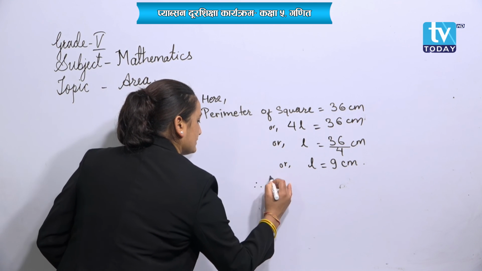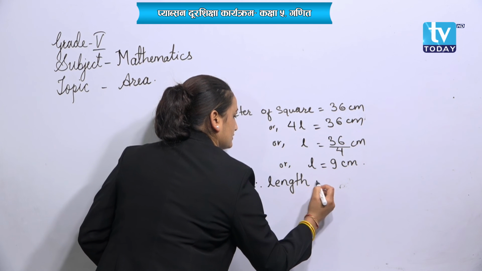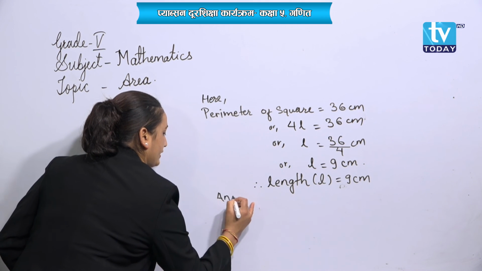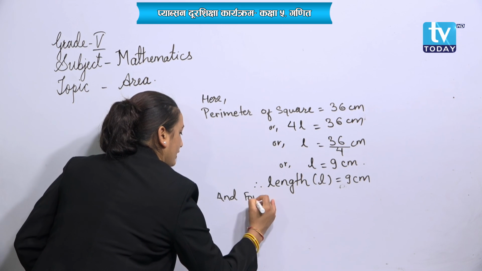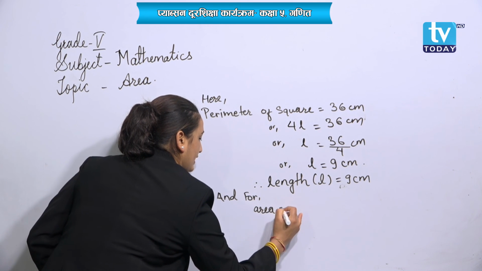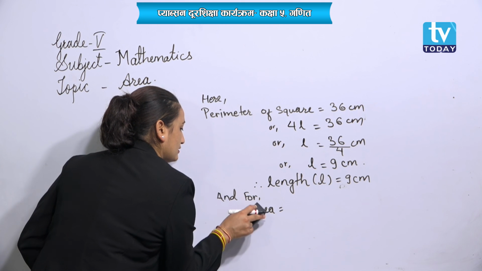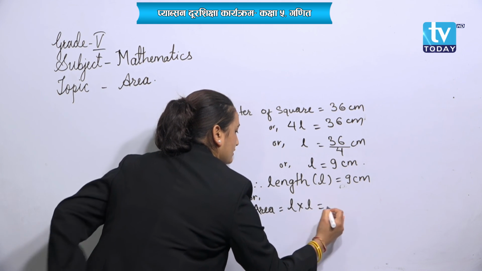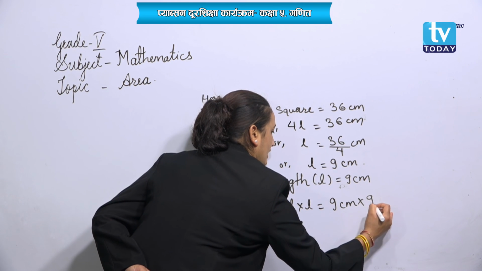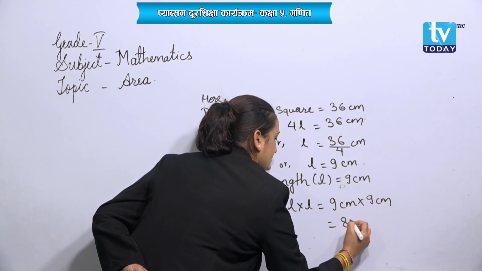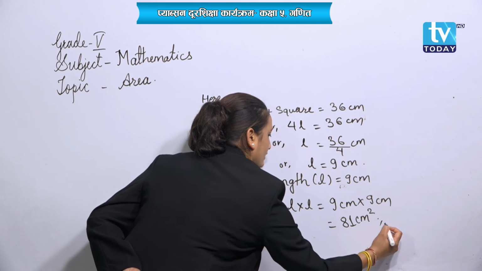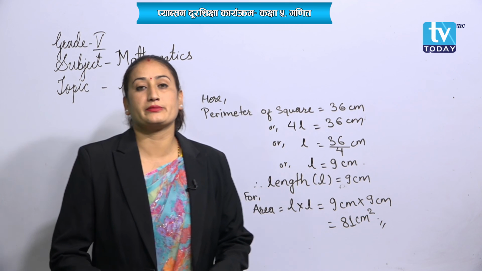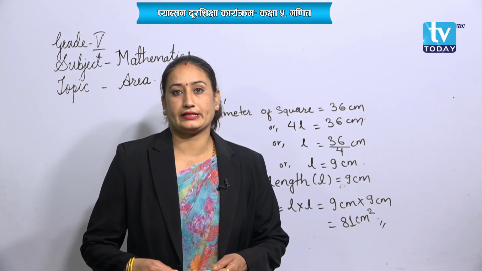Therefore we can write length L equals 9 cm, and for area, area means L into L, that means 9 cm into 9 cm, it's 81 cm square. This will be the answer. That means from perimeter also, we can find out the area.